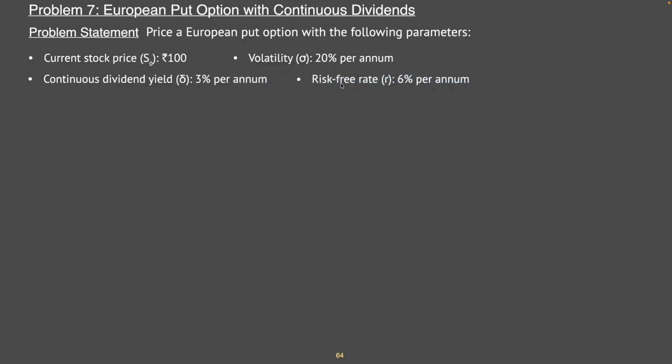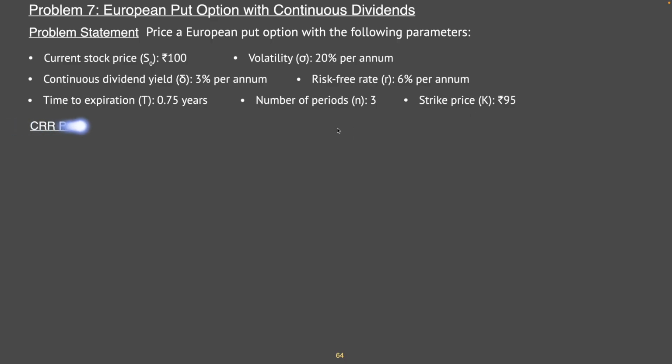And the risk-free interest rate is 6%, quite high. See, the risk-free interest rate is quite high. Now, the dividend yield will get reduced from the risk-free interest rate while calculating the risk-neutral probability. So, time to expiration is 0.75 years and the number of periods N is equal to 3. The strike price K is 95.